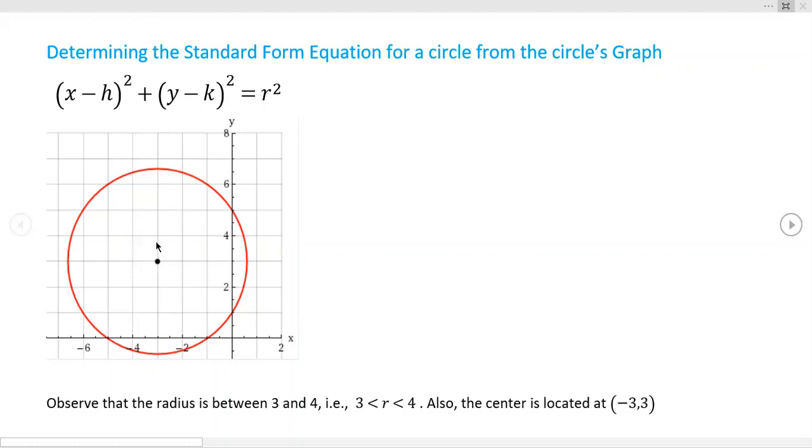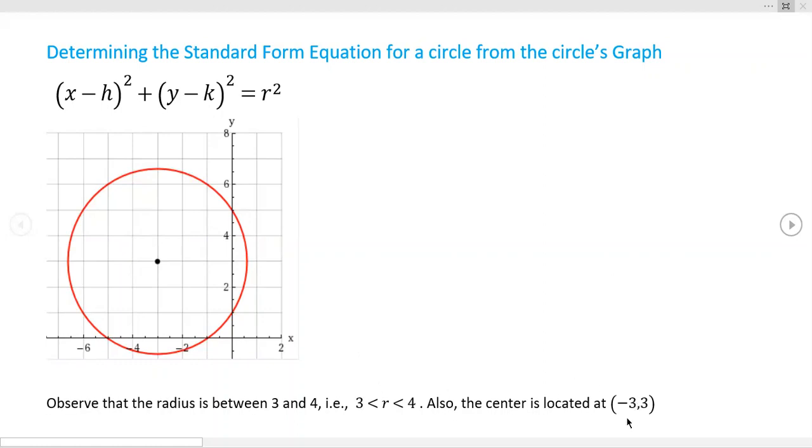Okay, if you count up 1, 2, 3, now you have something a little bit more than 3 here. It looks like a little bit more than 3.5. But the point here is that we can't conclusively say what R is. We can only state that R is between 3 and 4. So you see, that means we're going to have to find R by some other means.